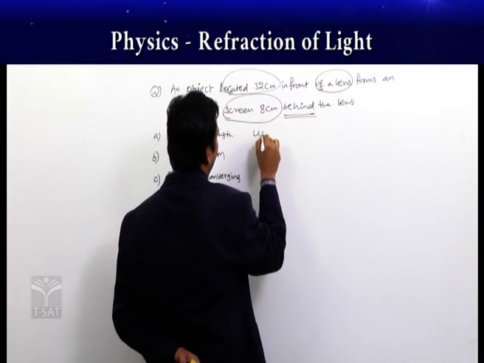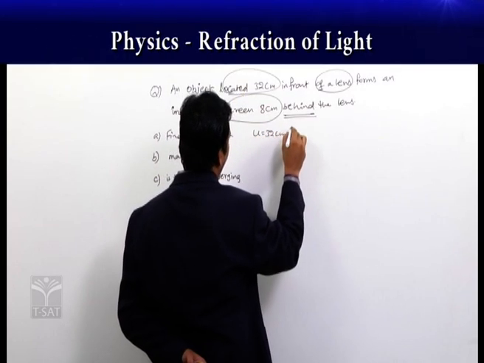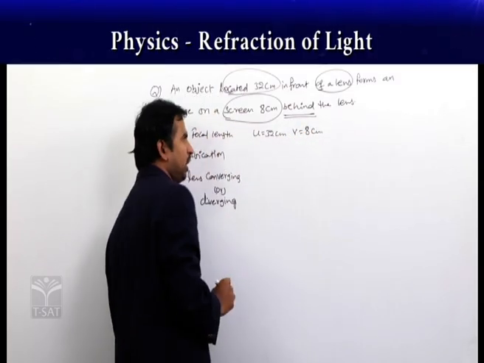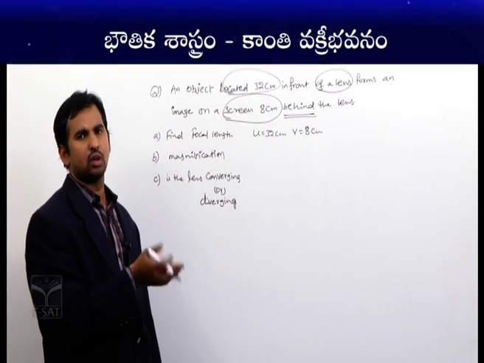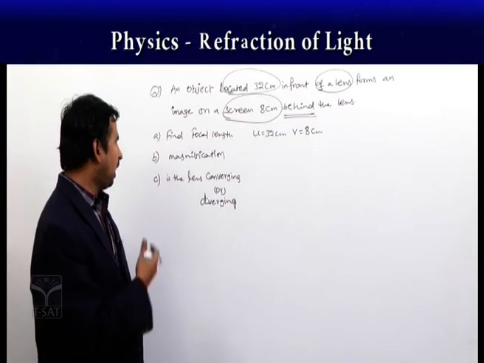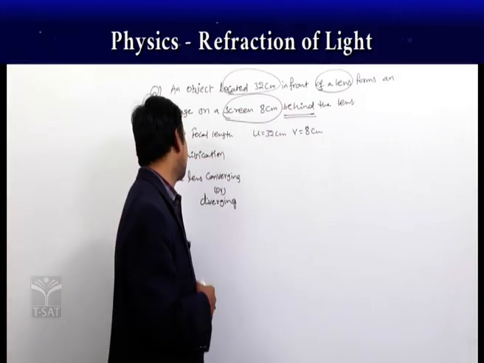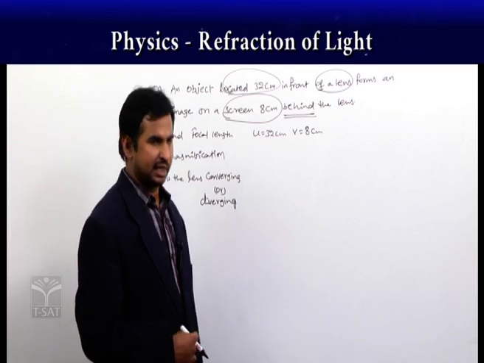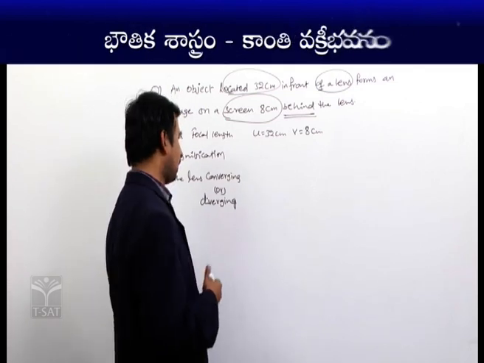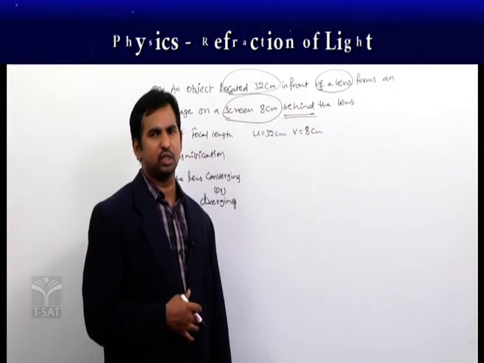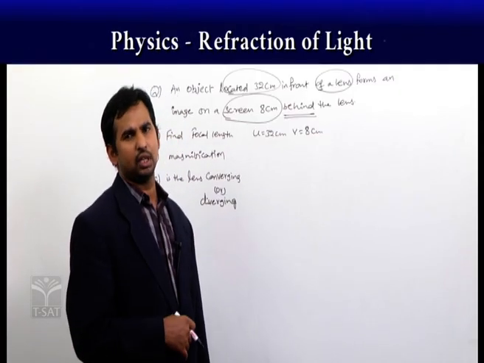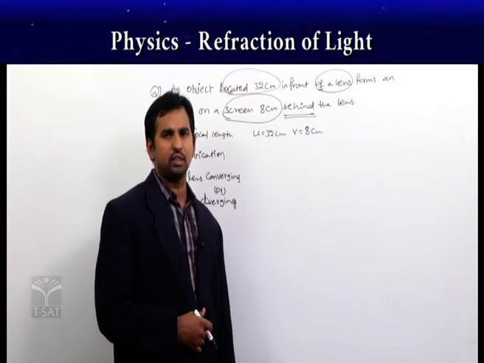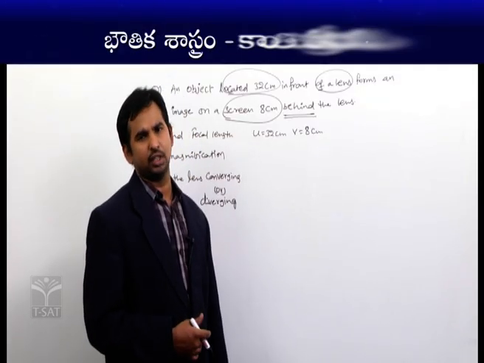So the given values are: the object distance is 32 centimeters, the image is formed at 8 centimeters, and it is forming behind the lens, so on the same side as the object. Here we have to find the focal length of the lens, the magnification, and whether it is a converging lens or a diverging lens. How do we find that? Depending on the nature: if we have a converging lens, we get a positive focal length, and if we get a negative focal length, the lens has a diverging nature.